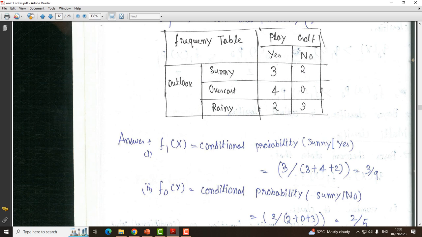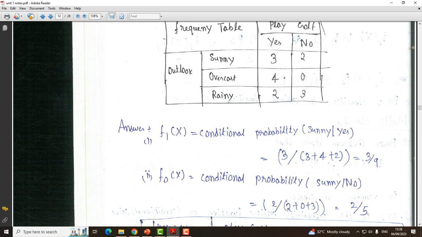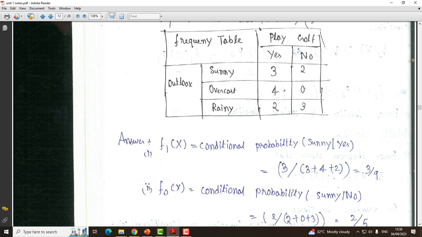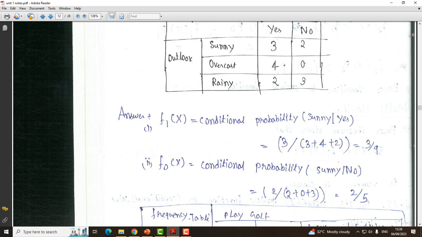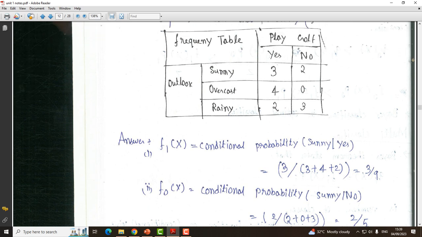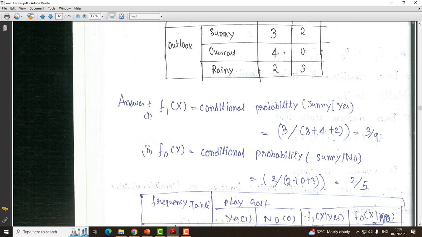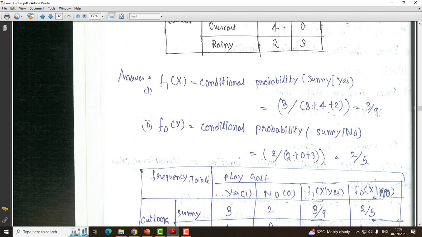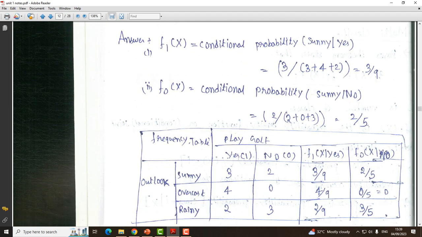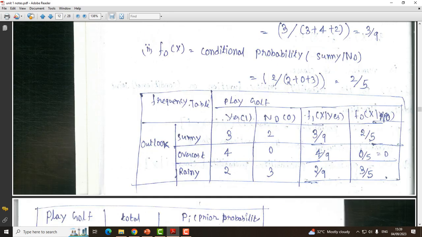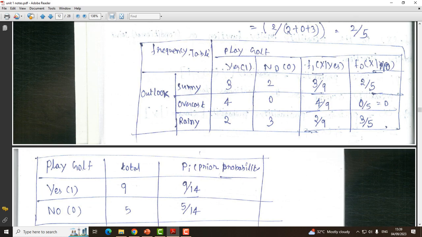For outlook, sunny and yes is 3, sunny and no is 2. So we need to find f1 of x, the conditional probability given sunny and yes. So it is 3 by 3 plus 4 plus 2, which is 9. So it is 3 by 9. For sunny and no, the conditional probability will be 2 by 2 plus 0 plus 3, which is 2 by 5. In this way we write f1 of x and f0 of x for yes and no for all 3 outlook variables: sunny, overcast and rainy.